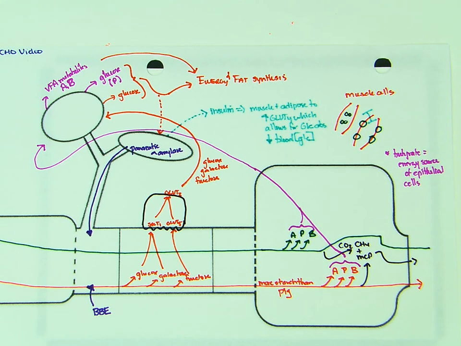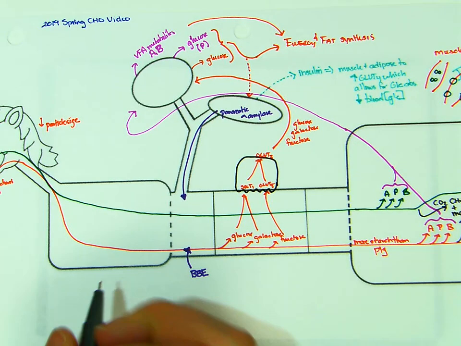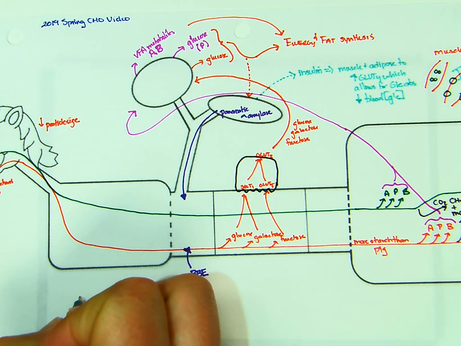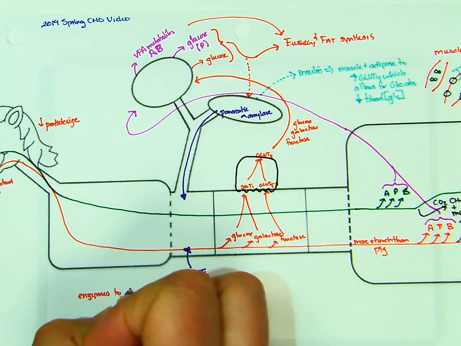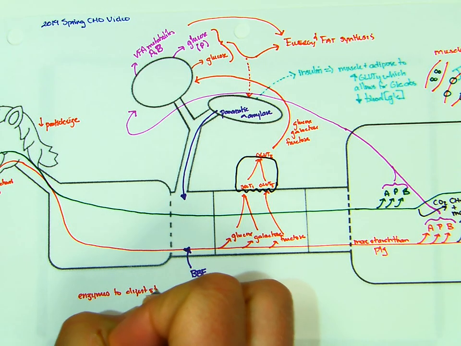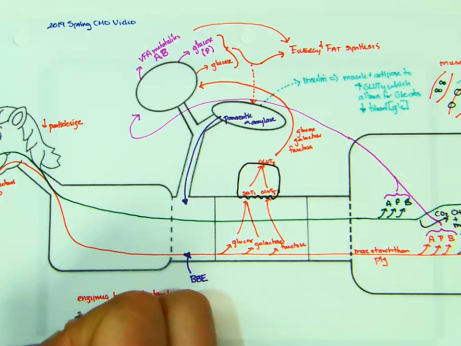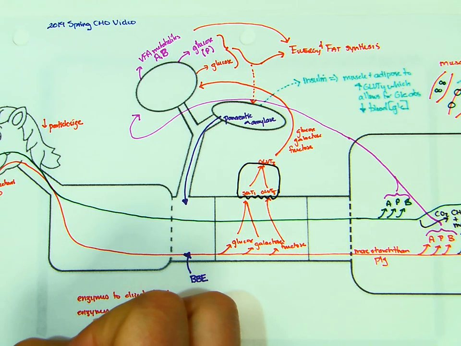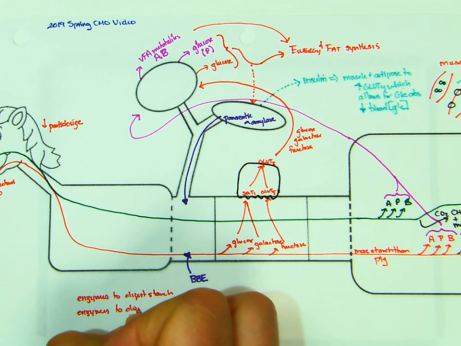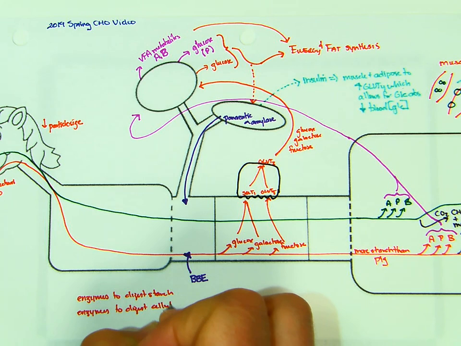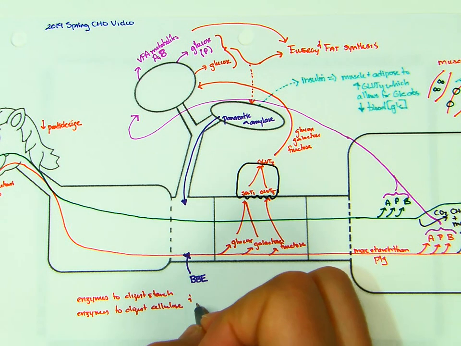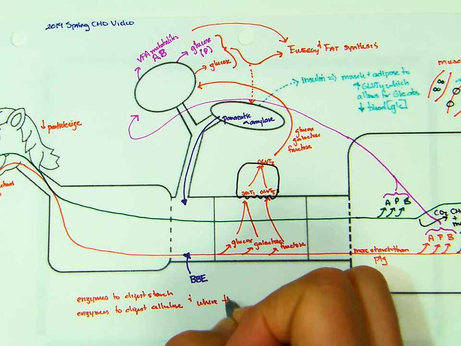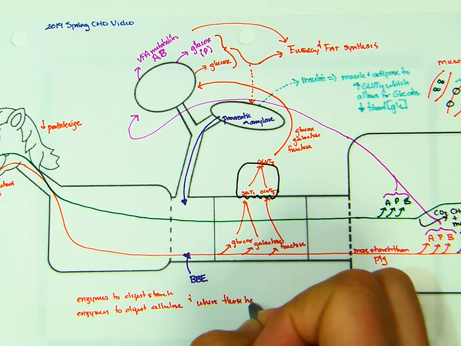I'm just trying to remember anything else that I would make sure to learn. I'd make sure that I knew the enzymes to digest starch, enzymes to digest cellulose, and where those happen.